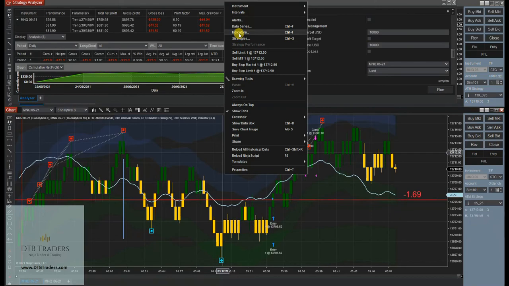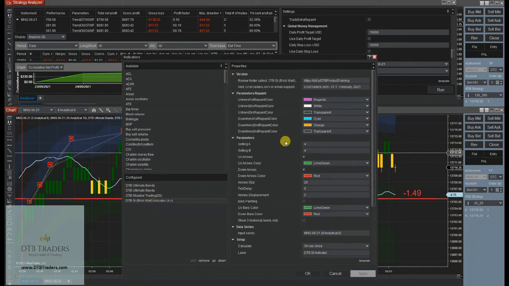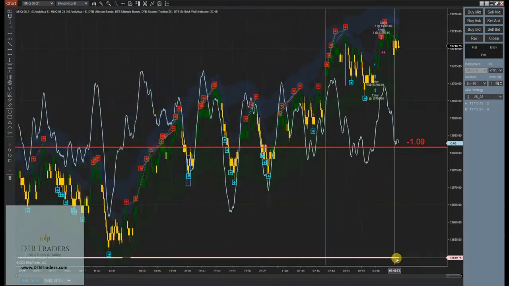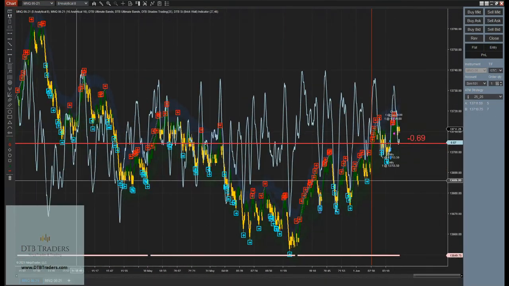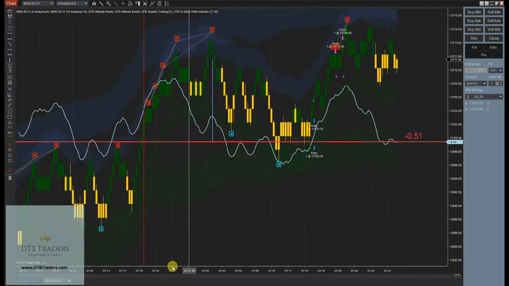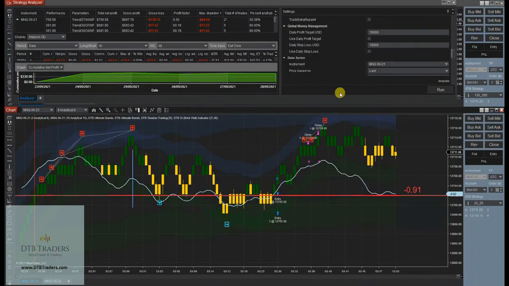So going to the indicator list, and let's try the 27.46 first of all. So the SI indicator, and 27 and 46. Apply. Okay, let's just have a look what that looks like. Okay, so that's for the longer term trades. It's entered trades far from where we are at the moment, so probably not the setting to use. Let's have a look at another one.